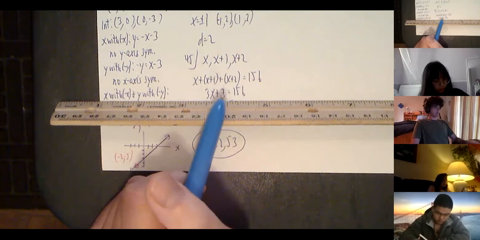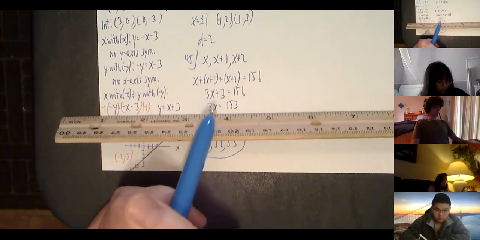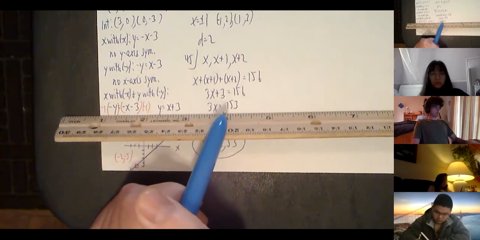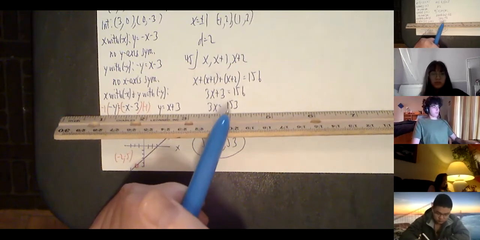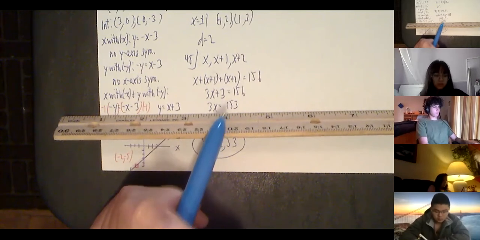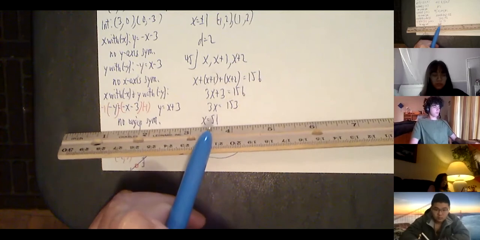Subtract 3 on both sides, right? 3x equals 153. Divide by 3. You can punch it in your calculator. You're always allowed to use a calculator on your homework, your quiz, your test. And x is equal to 51.